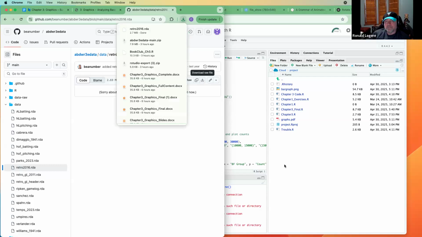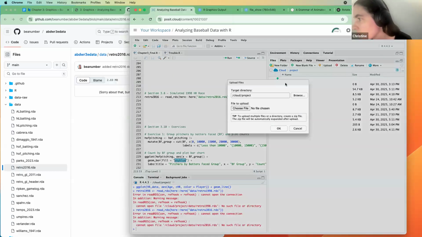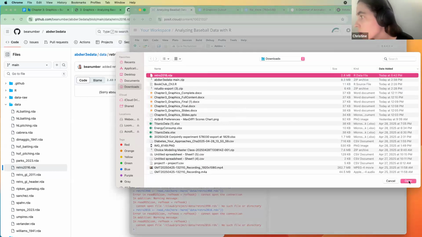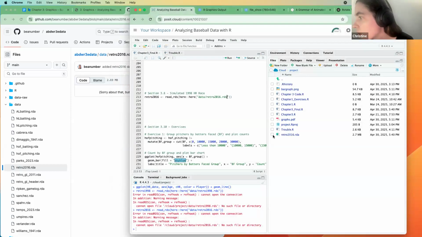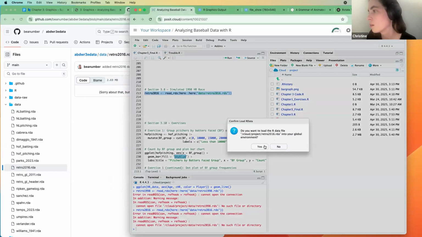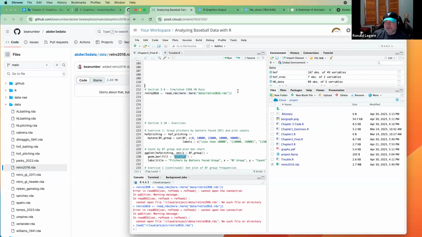Yeah, that would probably work. Haven't really used RDA files, so you might see me struggle. See what happens. See if maybe it loads it now. All right, it's in there now. Whatever it is. Okay.